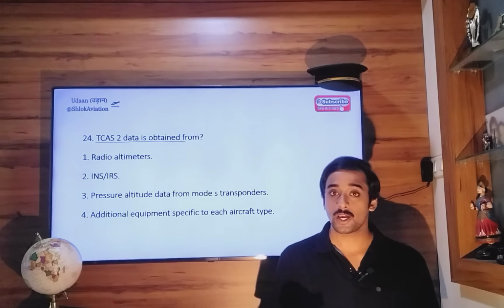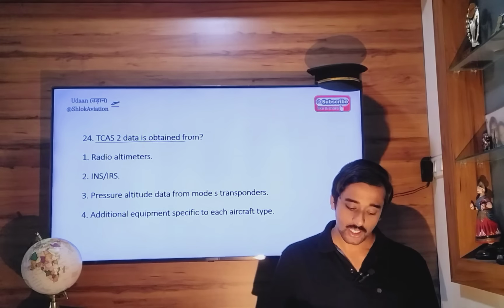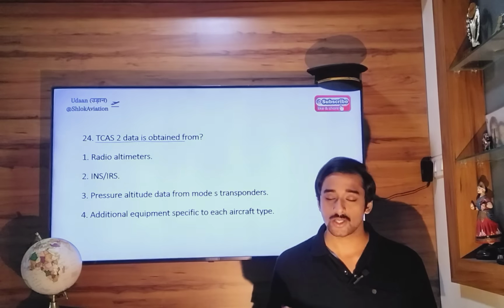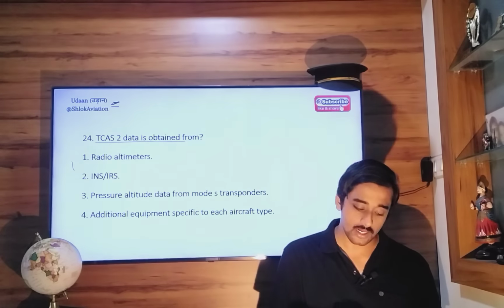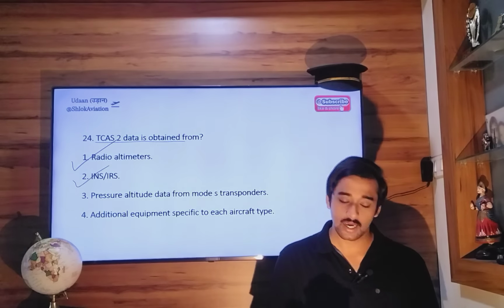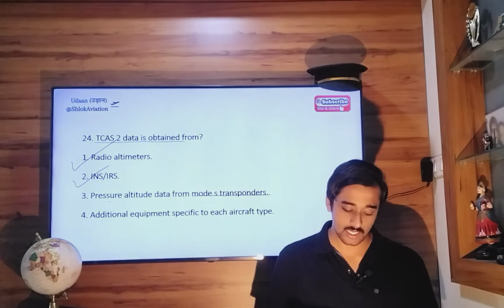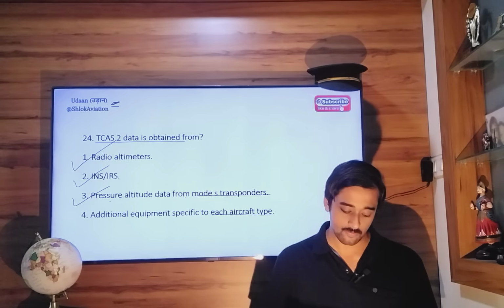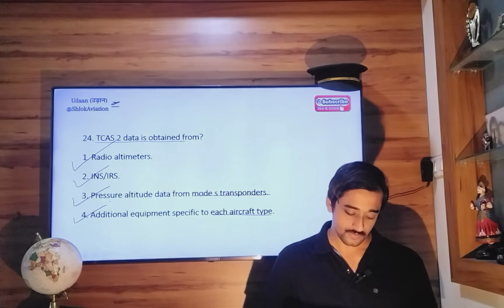TCAS2 data is obtained from radio altimeters, INS, IRS, pressure altitude data from Mode S transponders, additional equipment specific to each aircraft type. So it is obtained from radio altimeters, yes. INS, IRS, yes. Pressure altitude from Mode S transponders, yes. Additional equipment specific to each aircraft type, yes. Okay, so all four statements are right.